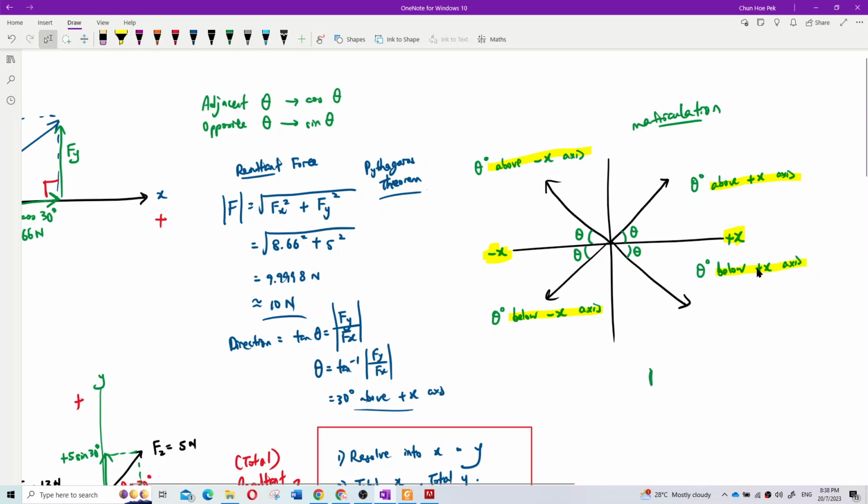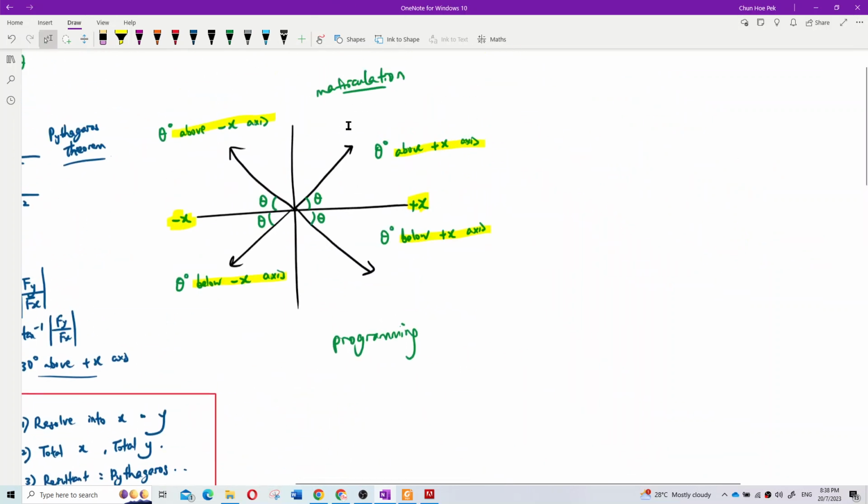But if you want to talk about programming, if you write a program and you want to tell the computer a direction, it does not use above positive, below positive. It always refers to mathematics. How does mathematics refer to the angle? It always uses the positive x-axis only, and then it always goes anti-clockwise. Understand? For example, let's say this is 30 degrees. Let's say I have all this in 30 degrees.